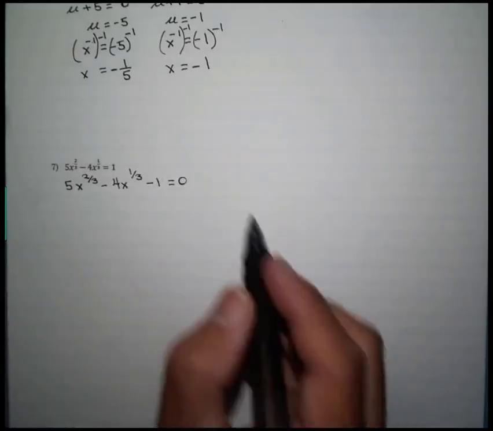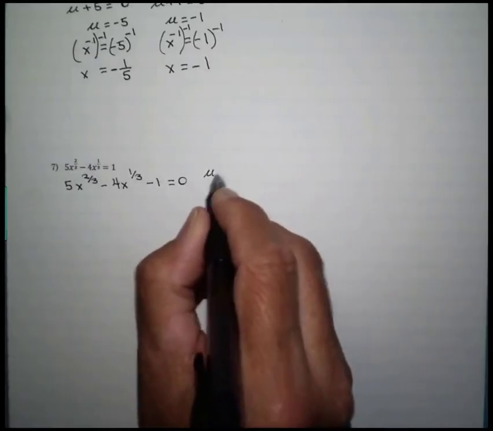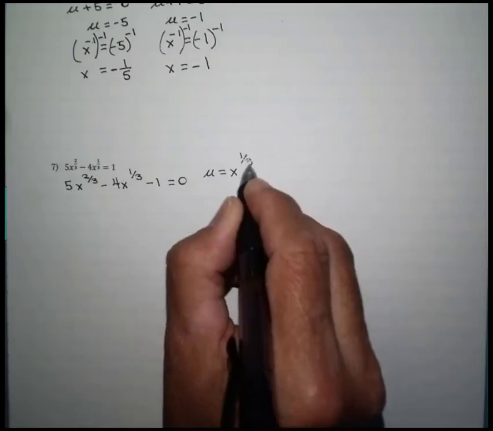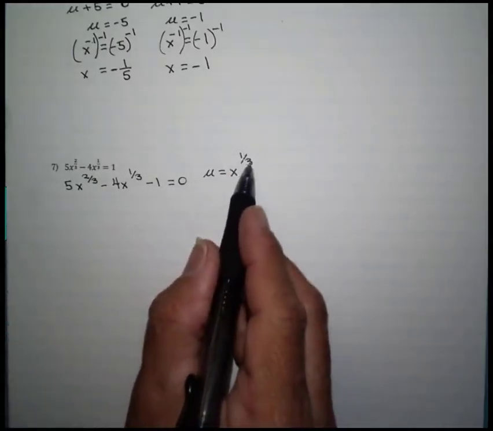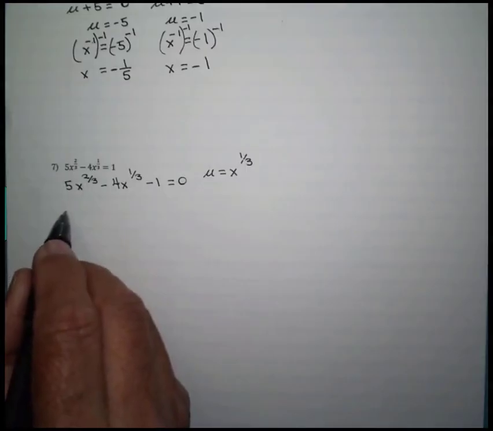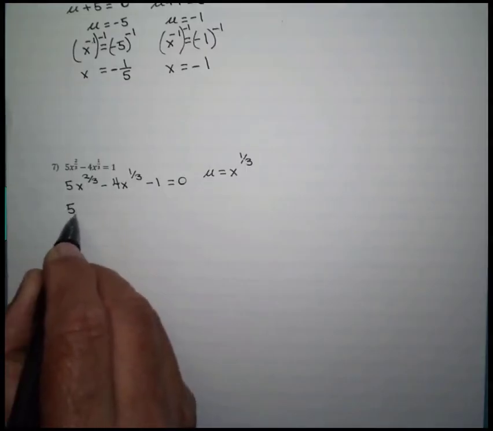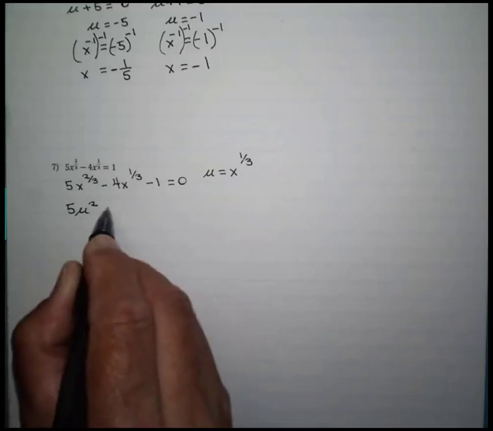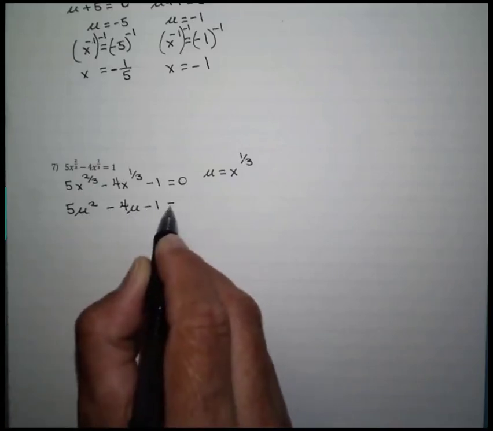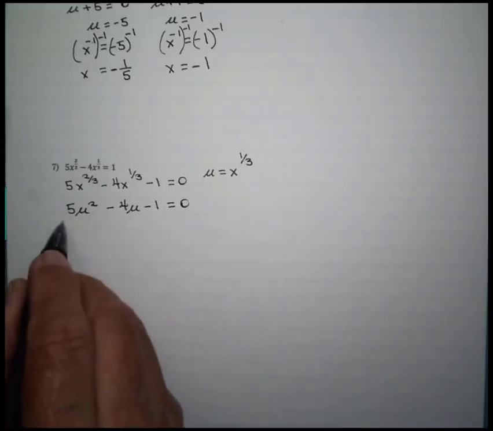Now, I have it in the right format. Let's decide what u is going to be. Let's try x to the power of 1/3. Okay. If x to the 1/3, then if I squared that, I would have x to the 2/3. So I got 5u squared here minus 4u minus 1 is equal to 0. Okay, let's factor it.